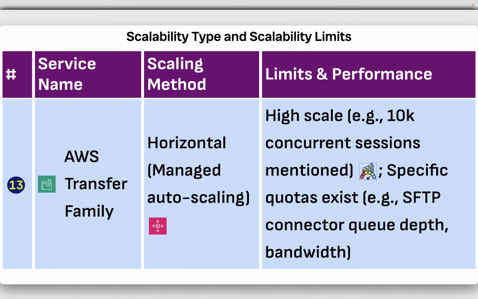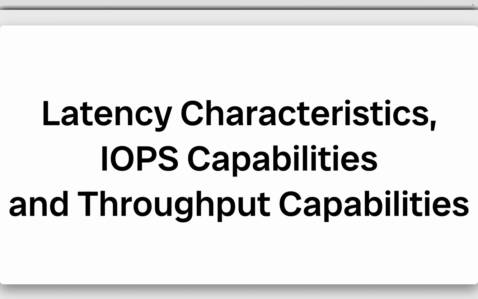Next, AWS Transfer family. Scaling is horizontal. It's managed auto scaling. Limits: high scale, for example, 10,000 concurrent sessions as mentioned in the documents, and specific quotas exist, for example, SFTP connector queue depth and bandwidth. So this is very specific to the service itself. The next set of parameters are latency characteristics, IOPS capabilities and throughput capabilities.